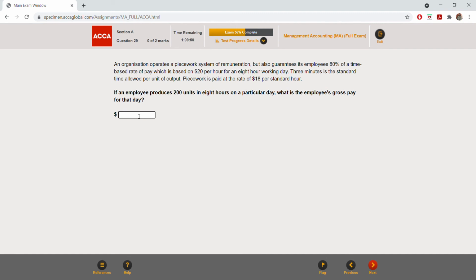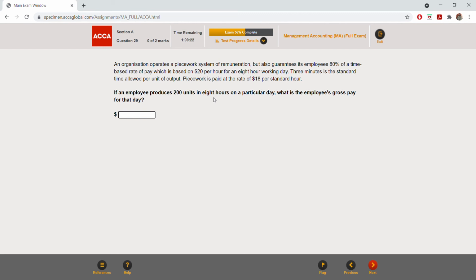So what is it? It will be 200 into, because 200 units into what? Into 3, because 3 minutes is the standard time allowed per unit of output. Okay, so 200 into 3, which is 600, or you could take it in terms of hours if you want to take 600 minutes or 10 hours. Okay, because 600 divided by 60 is 10 hours. Okay, you want it in terms of hours.